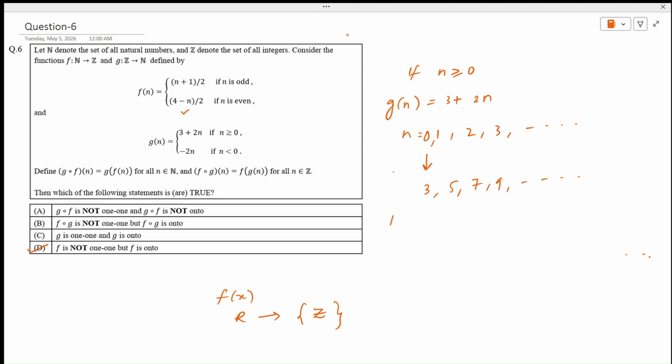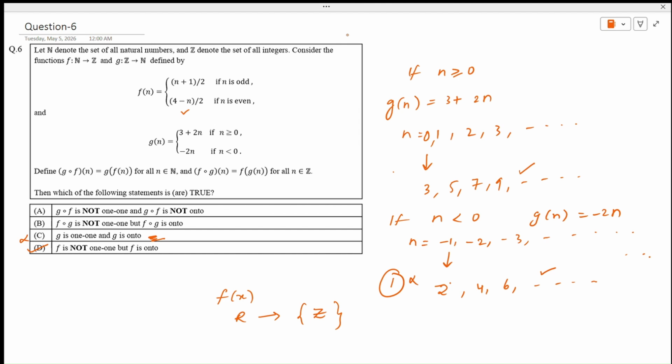Now, if n is less than 0, that means n can take minus 1, minus 2, minus 3, and so on, integers which are less than 0. If you substitute, then g of n is equal to minus 2n. So this becomes 2, and this becomes 4, 6, and so on. Here we are getting all odd natural numbers, and here we are getting all even natural numbers. But since 1 is missing here, it is not an onto function. But here the g is onto, so option C is clearly wrong.